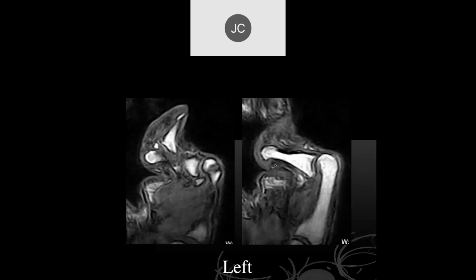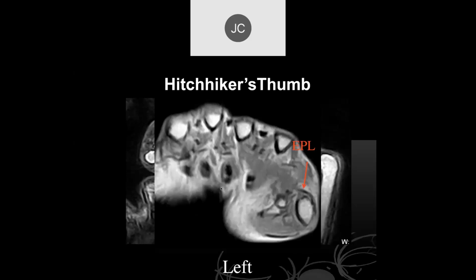And then here's what the thumb looks like. It's fixed in this position, so you have extension of the interphalangeal joint, flexion of the metacarpophalangeal joint of the thumb. This is what the left looks like, and here again, this is caused by tearing of the sagittal band, subluxation of the tendons, so they're pulling now from the wrong direction.